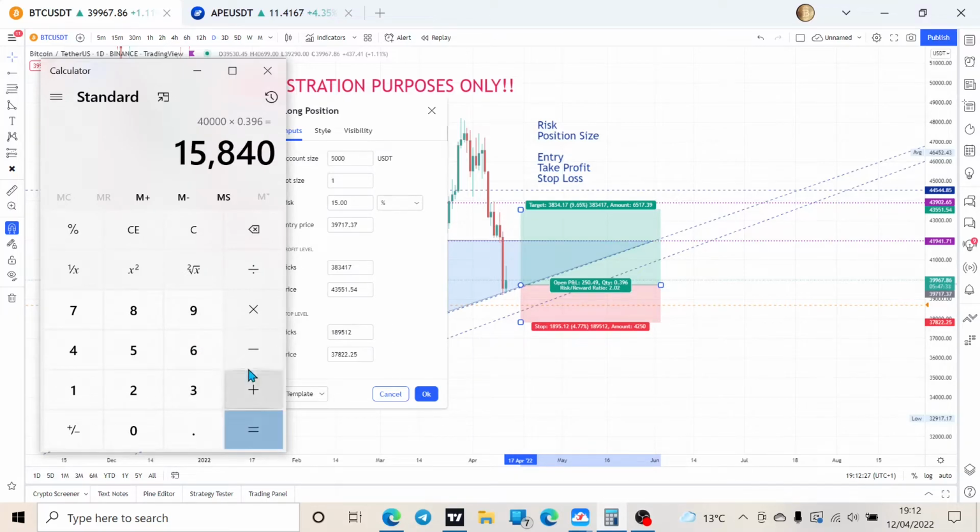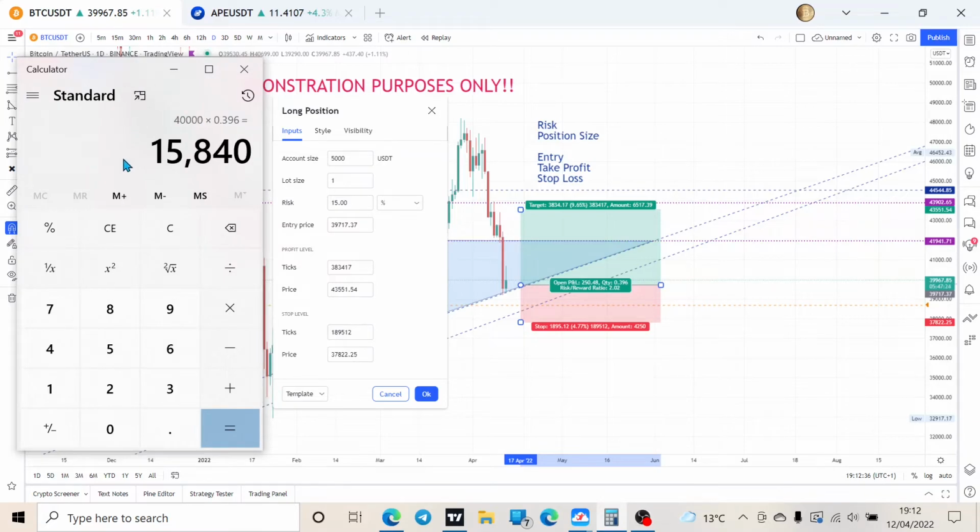well, that means that for me to open a position at the current price, the value of my position has got to be $15,840. Well, I've already told the system that my account balance is $5,000. So this trade doesn't work, and it's not something you would want to take, unless this is where leverage comes in and where you'd consider leverage.